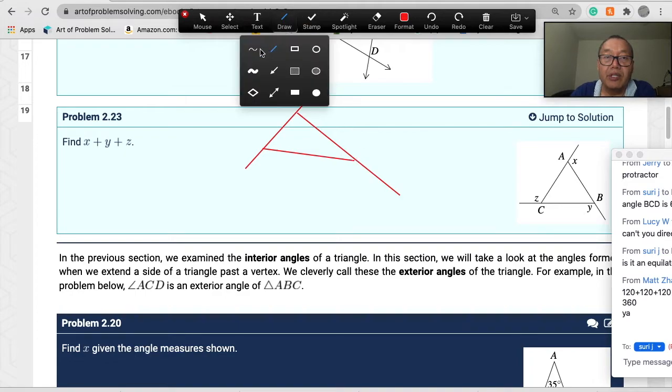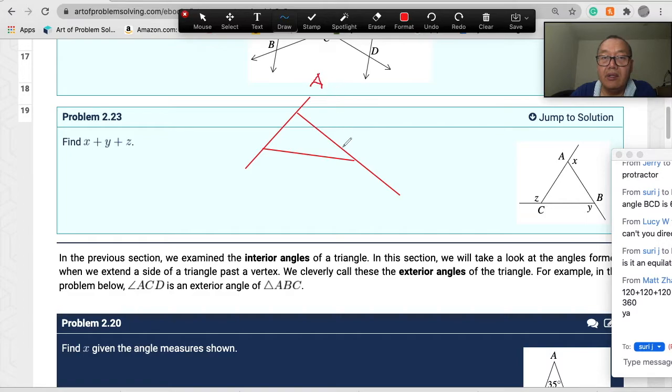Now, suppose this triangle is A, B, now let me extend this one, go in this direction, then A, B, C. So this angle is X, this angle is Y, and this one is Z. Now we can find the sum of these three exterior angles. Now let's do it.